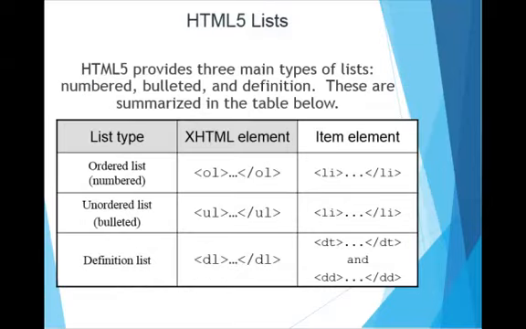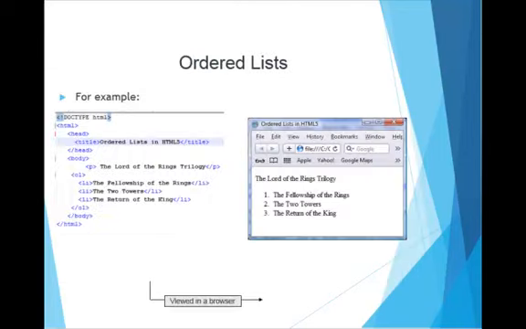HTML5 provides three main types of lists: numbered, bulleted, and definition. These are summarized in this table, but we'll also see some examples of those following. Here's an example of the ordered list. It's numbered and contained within the OL tags as an ordered list element. An ordered list may have any number of LI list items appearing in the element content, and the browser will list each of these elements in a numbered sequential list.